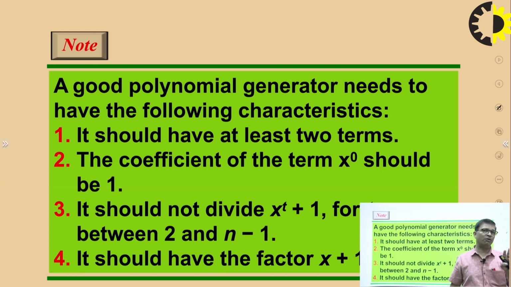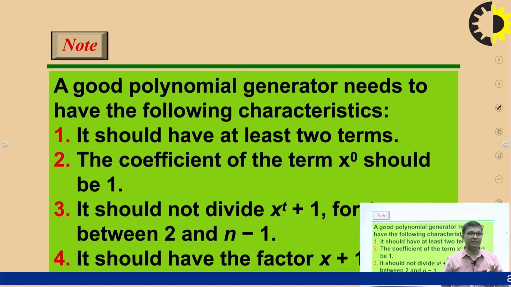x to the power 0 is always treated as 1. It should not divide x to the power t plus 1 for t between 2 and 2 to the power n minus 1. And last, it should have a factor of x plus 1. These 4 conditions are the necessary requirements to have a good polynomial generator. If you fail to follow these 4, the polynomial generator is not able to find all types of errors.